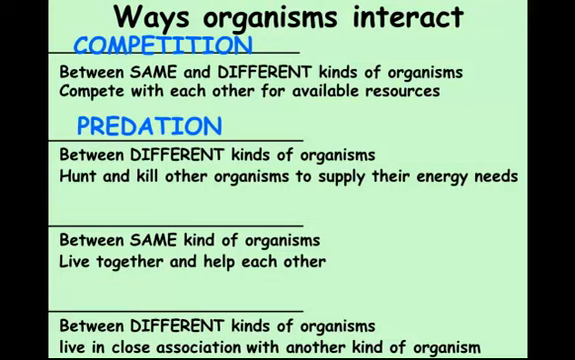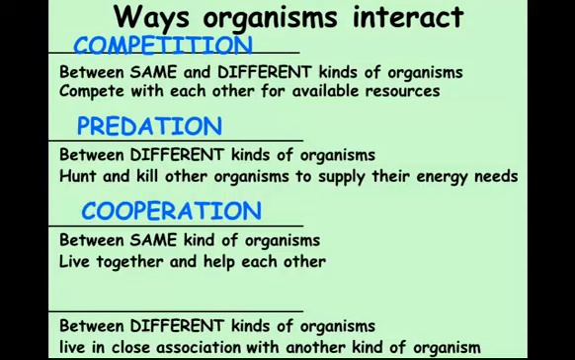The second way is predation. Usually between different kinds of organisms, we have a hunter and we have somebody who's hunted, and somebody ends up lunch. We talked about organisms eating other organisms for food, those heterotrophs, and it's one way to get the energy you need to survive. We'll talk more about predation.